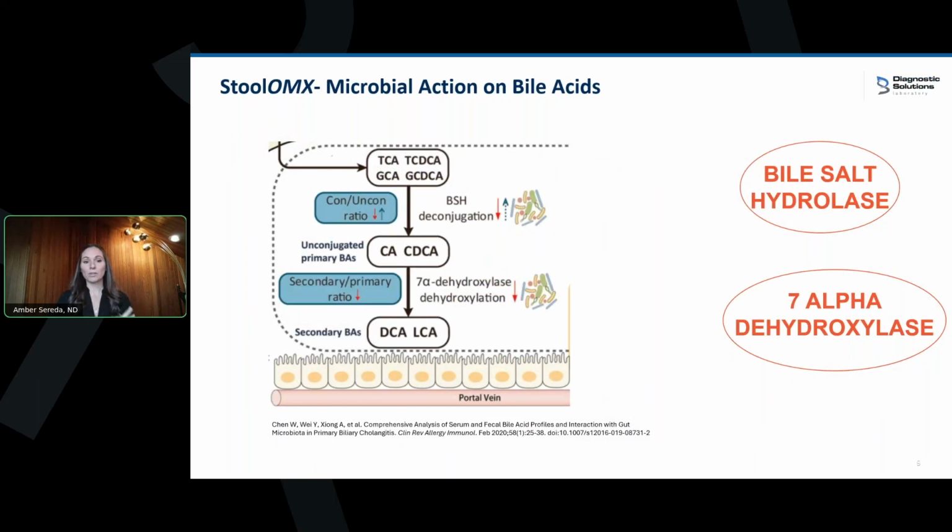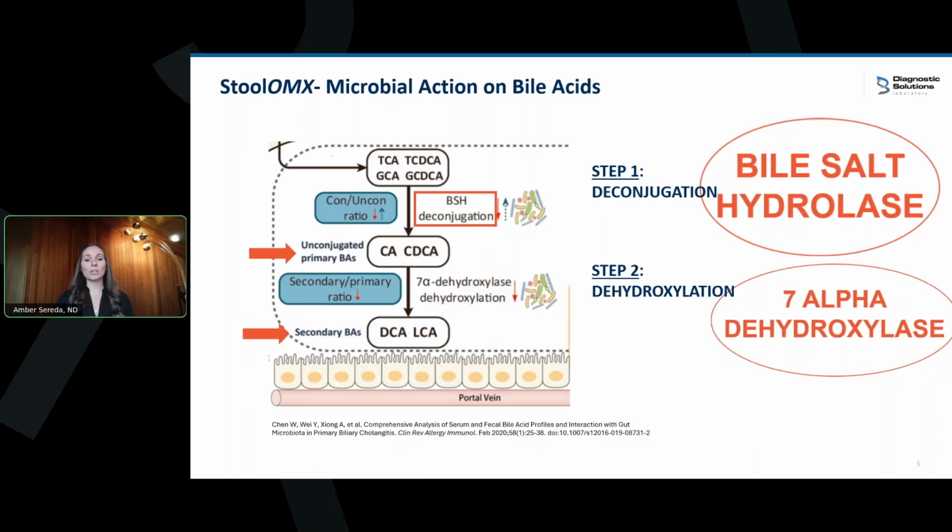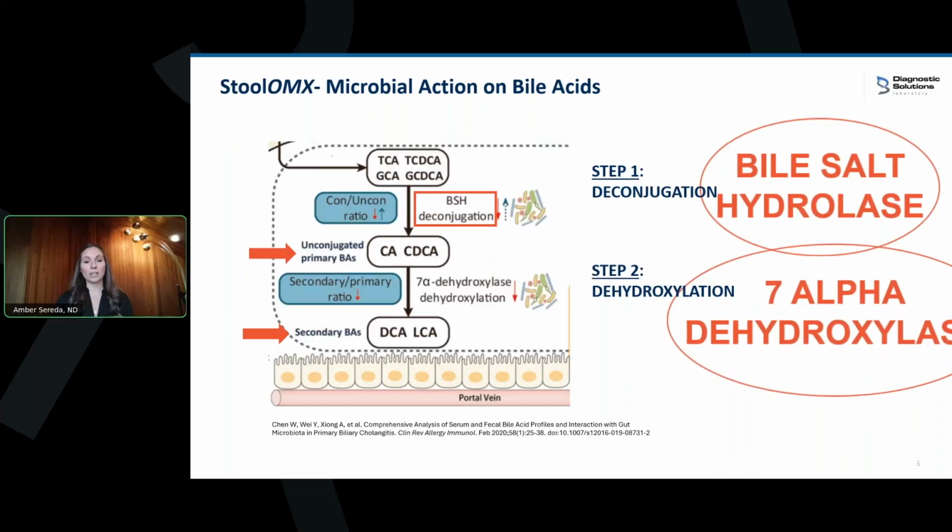Now, these next few slides are going to focus on the transformation from primary bile acids into secondary bile acids. There's two main steps, and both steps require enzymes from our normal flora. So step one is called deconjugation, and it is going to be achieved by using bile salt hydrolase from some of our normal flora. And then step two is called dehydroxylation, and that is going to be using 7-alpha dehydroxylase, also from some of our normal flora.